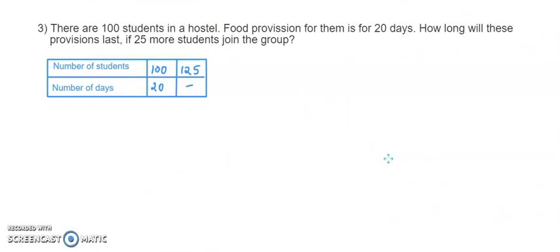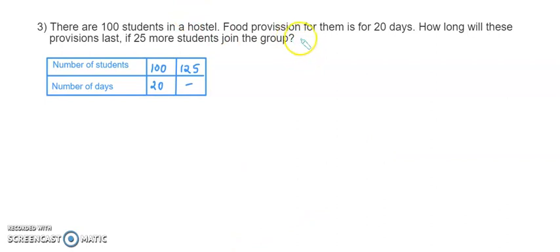100 students are present in the hostel. The food which is used here is going to last for 20 days. How long will this provision last, because there are 25 more students? 100 are already present, 25 add in. So therefore it is 125 here, which I'll come back and explain again. Let's first find the x.